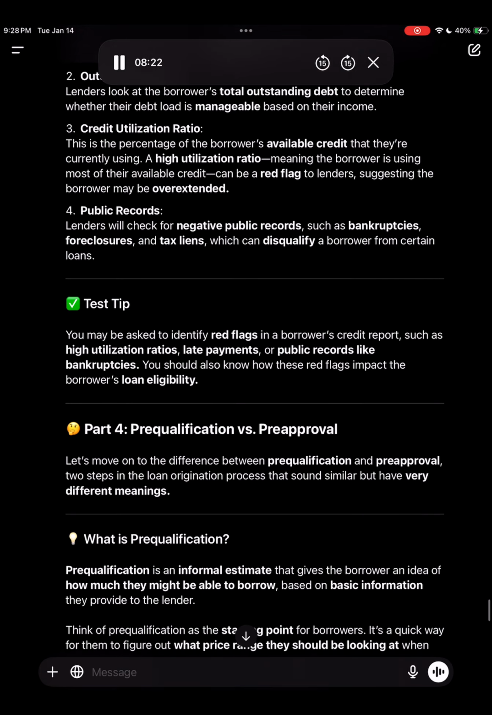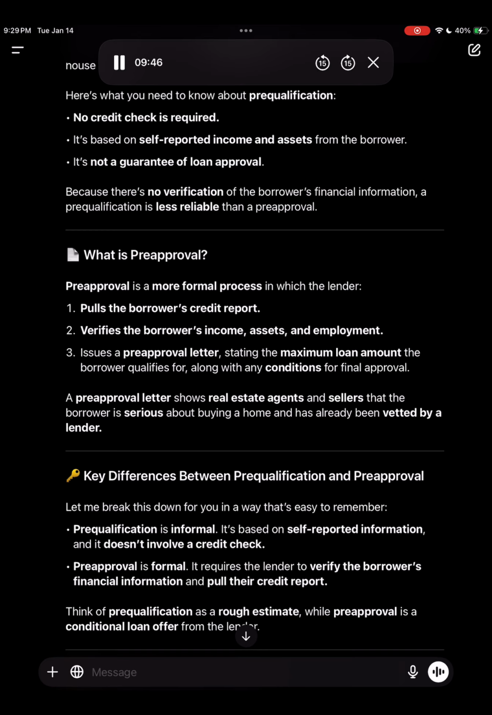What is pre-approval? Pre-approval is a more formal process in which the lender 1. Pulls the borrower's credit report, 2. Verifies the borrower's income, assets, and employment, 3. Issues a pre-approval letter stating the maximum loan amount the borrower qualifies for, along with any conditions for final approval. A pre-approval letter shows real estate agents and sellers that the borrower is serious about buying a home and has already been vetted by a lender.